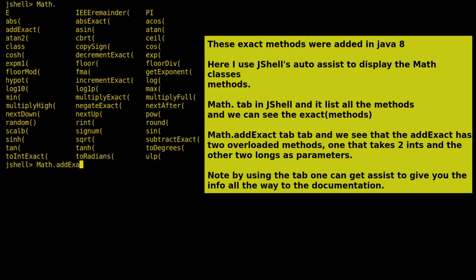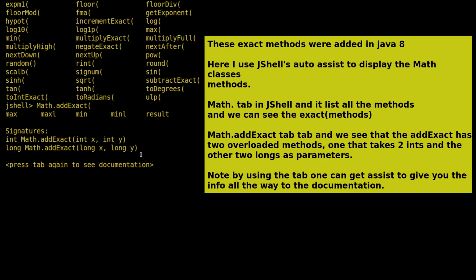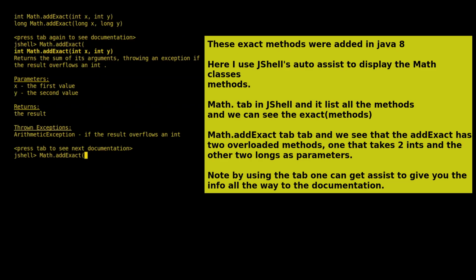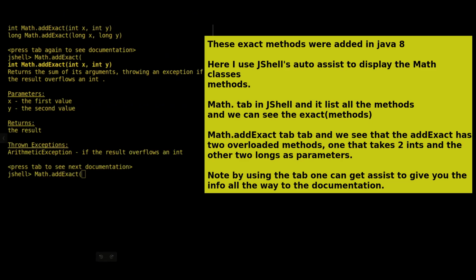Then we can type Math.exact and tab twice, and we see that addExact has two overloaded methods, one that takes two ints and the other that takes two longs. Just one last thing, note that by using the tab one can get assist to give you all the information all the way to the documentation, as you can see here on the addExact method.